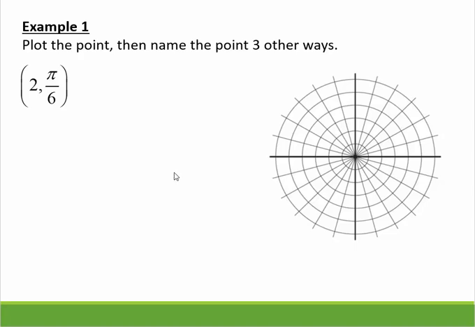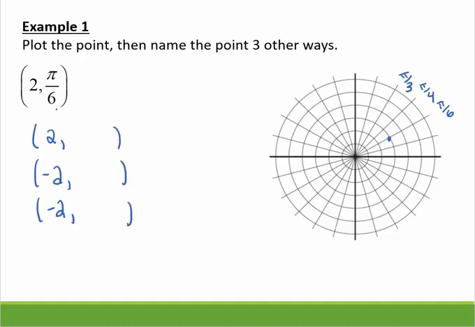So let's plot this point and name the point 3 other ways. There's an infinite amount of ways, but I'll show you what I mean by naming the point a different way. So you rotate to pi over 6. I always use the same grid. So that's pi over 6, that's pi over 4, and that's pi over 3. So you go up to pi over 6 and you would go out 1, 2 rungs. So what we can do is we can name that point with a positive radius. I'm going to re-put the point on there.